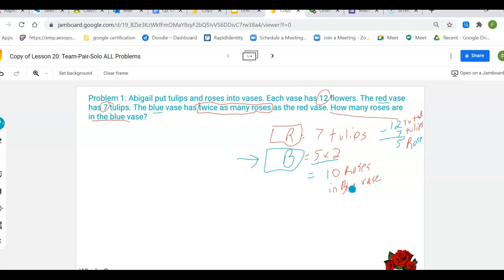And our question was, how many roses are in the blue vase? 10 roses are in the blue vase because we did the multi-step problem here.